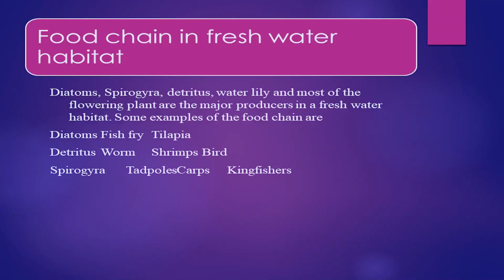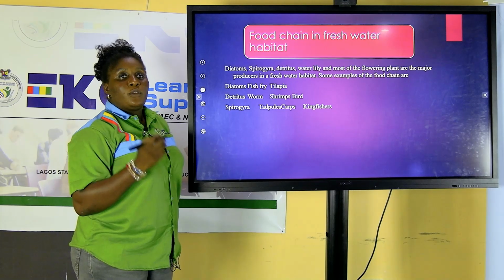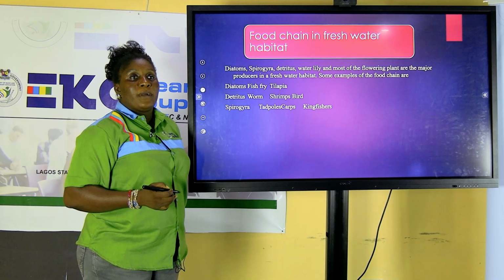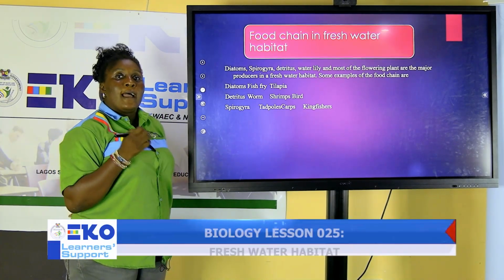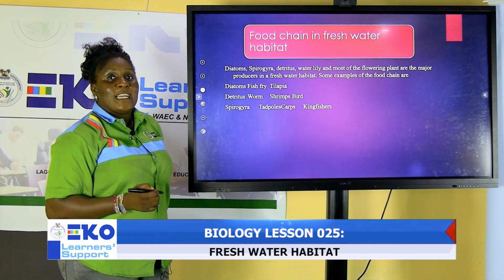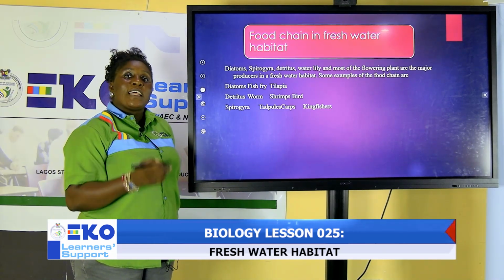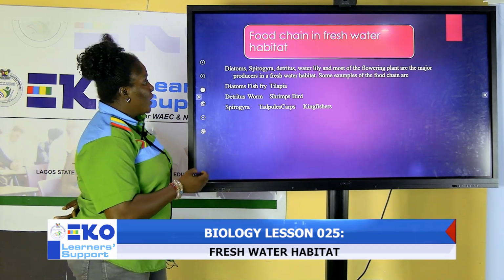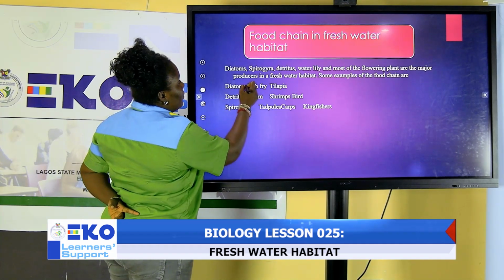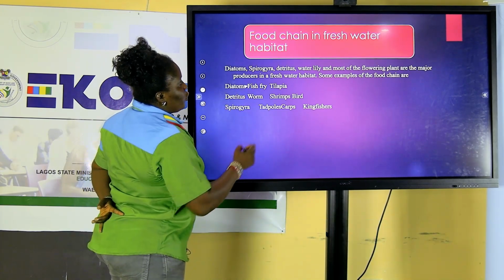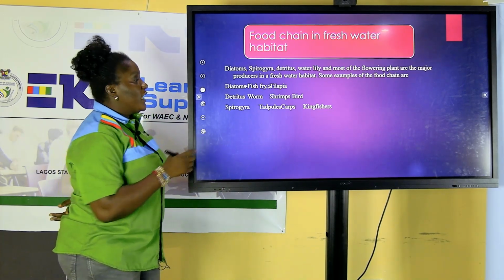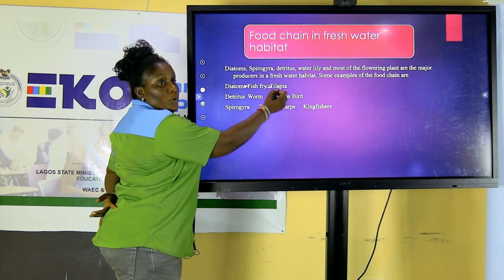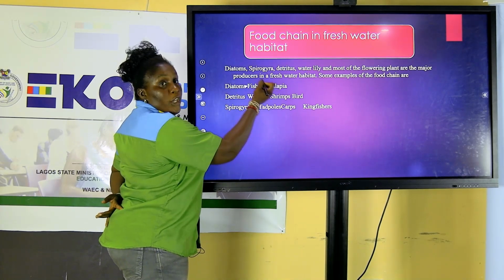So, like what we have here, I said the diatoms, the spirogyra, the water lily, and most of the flowering plants are the major producers in a freshwater habitat. Do not forget, I said that every food chain must start with a producer. So this is the diatom, that is the producer. I'm drawing this arrow. This arrow signifies what? The flow of energy from the diatom, from the producer, to the consumer.